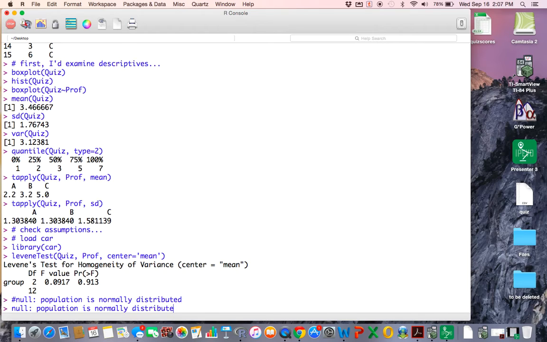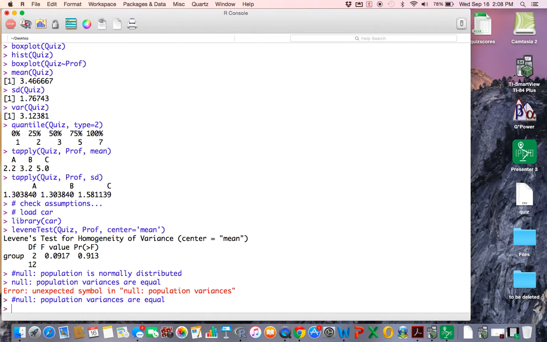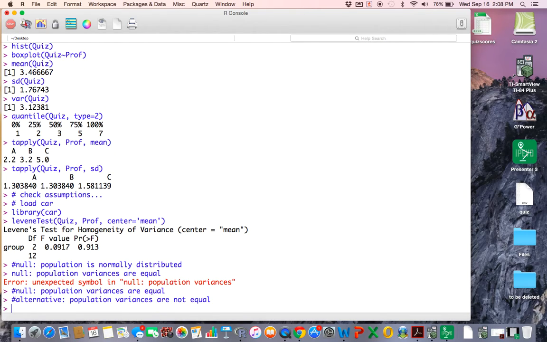Oh my gosh, that was awful. So that is not the null. The null is the variances are equal. Gosh, that's horrible. I would tell you that's the first mistake I've ever made, but I don't think you guys would buy that. So guys, the null is the population variances are equal, and the alternative is the population variances are not equal. That was so absurd it makes me laugh.